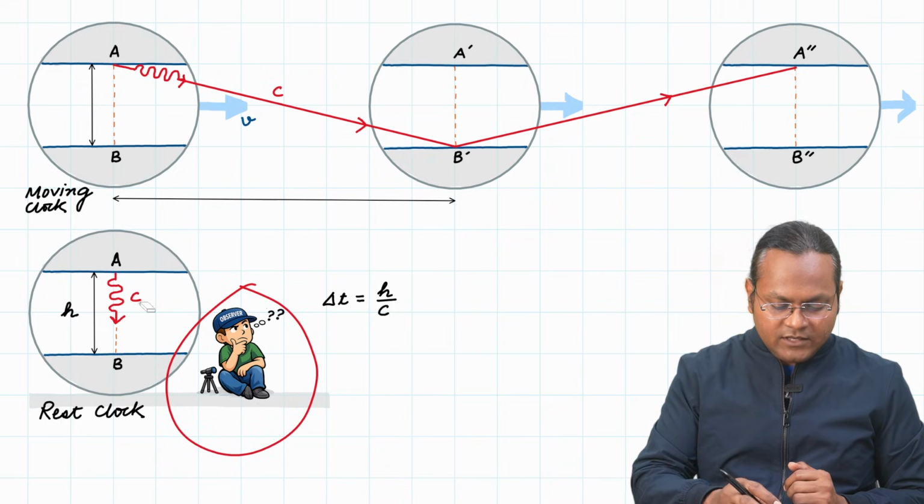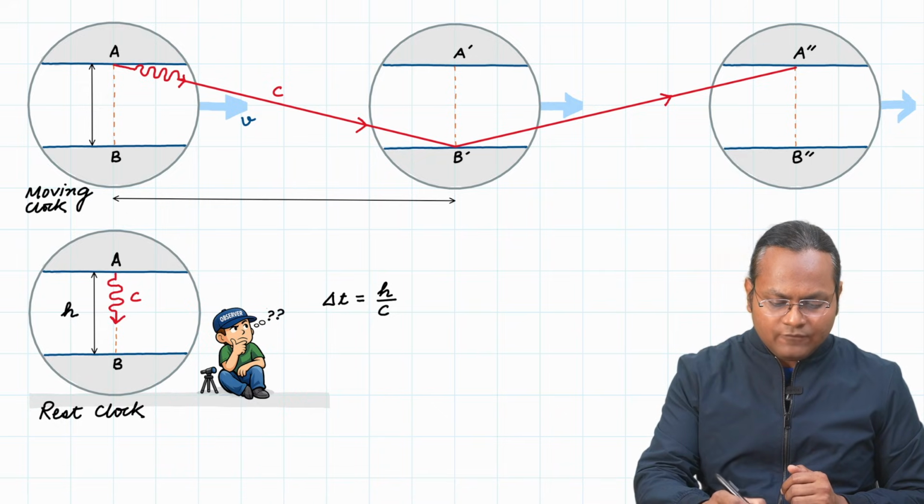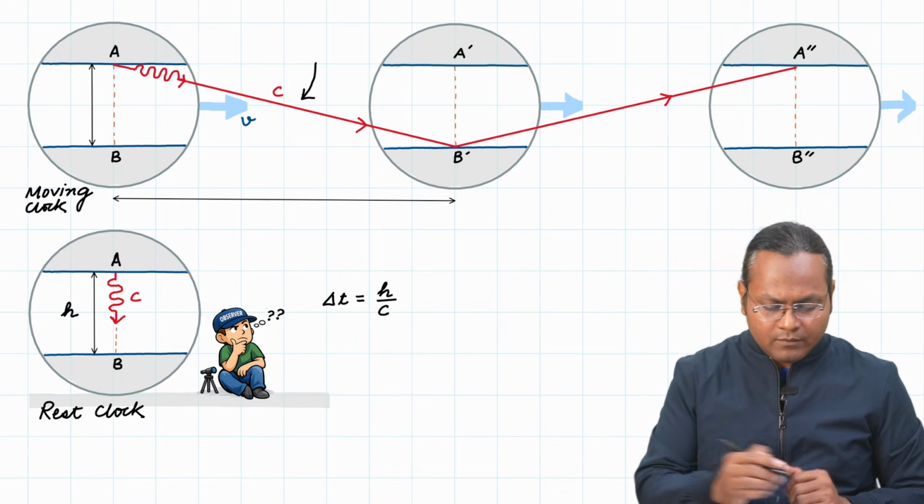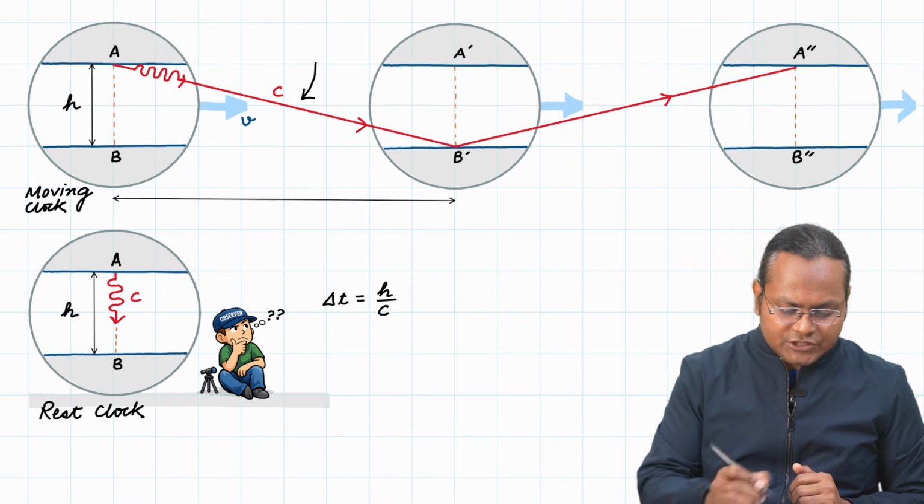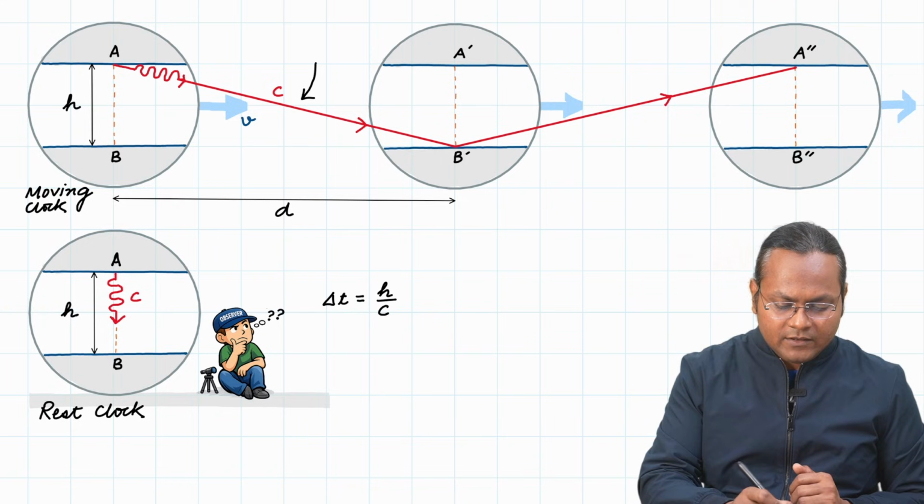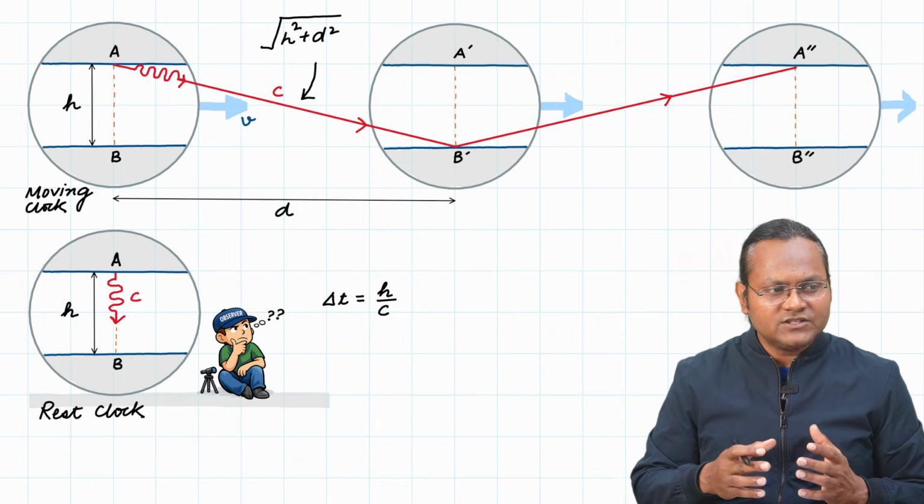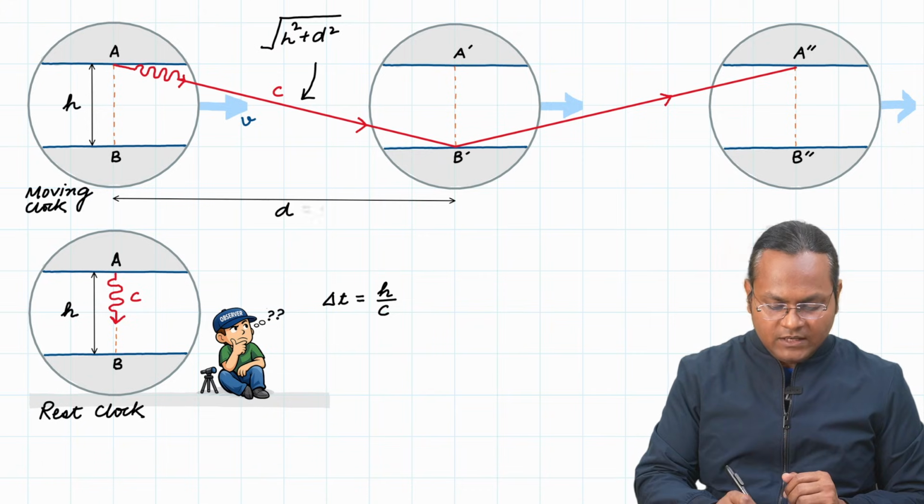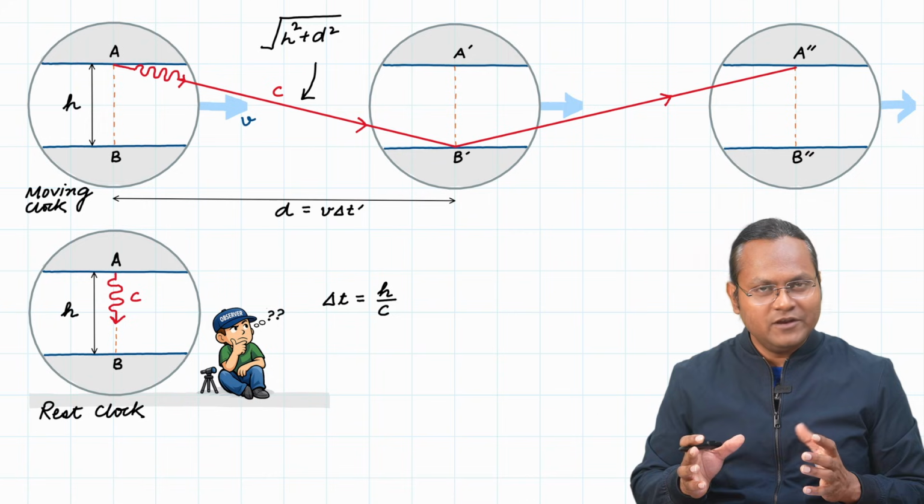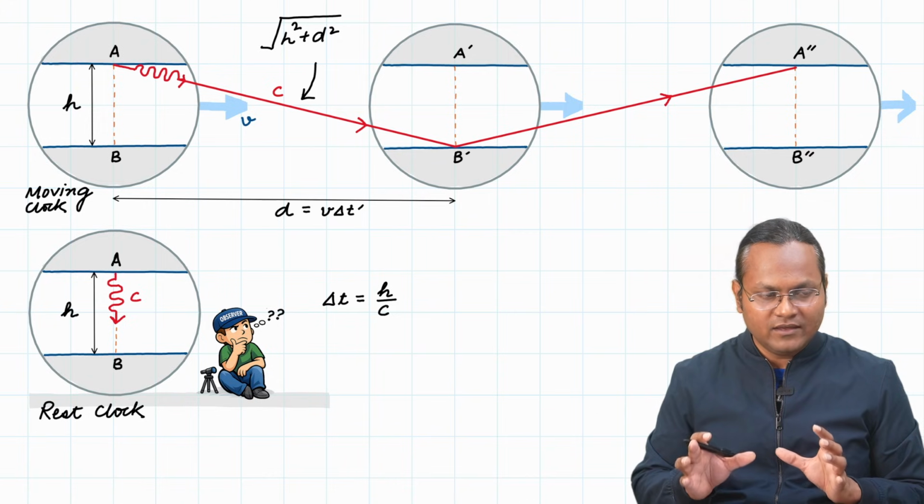and it is this assumption that is going to give us the time dilation formula. Here, the path traveled by the light photon is calculated by the Pythagoras theorem as the square root of h squared plus d squared, where d is essentially the distance traveled by this clock with a velocity v in a time period Δt'. I'm assuming the time period to be different because that's what we are going to be proving here anyway.